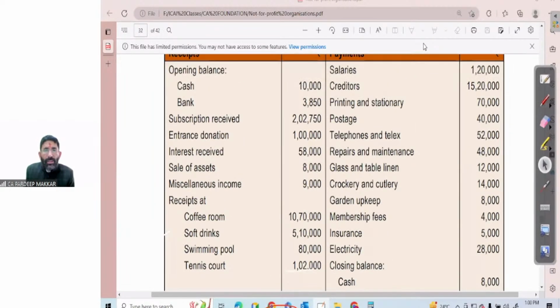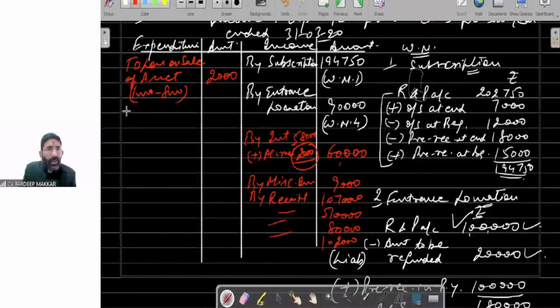Then we will go for the expenses. Salaries 1,20,000. Tell me how much salary will be entered here. Is there any outstanding salary given to you or prepaid? Then that is to be adjusted. Work out how much salary is to be taken here. Investment will go to the balance sheet, as we know.